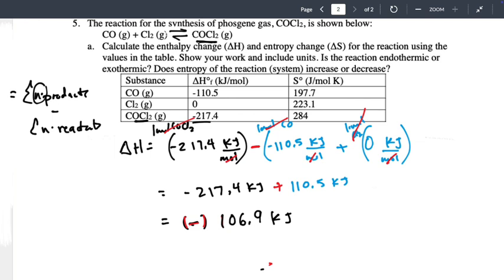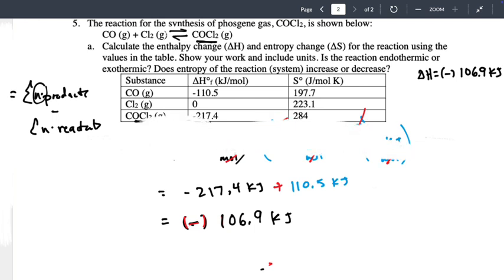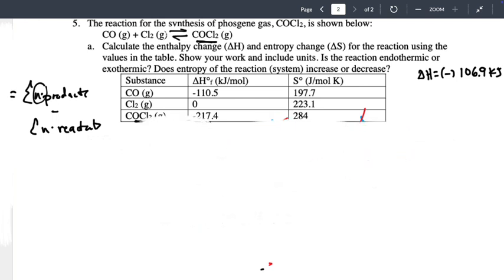We good? Okay. I might need that information later. So my delta H at negative 106.9 kilojoules. Now what do I go through and do? I do it again for the entropy value. My delta S. Okay, this time I will go ahead and actually include that 1 mole COCl2 products.